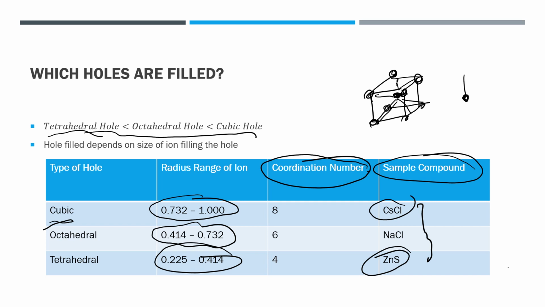Octahedral is the same as octahedral VSEPR geometry. You'll end up with an octahedral type shape like this. And this coordination number is going to be 6, because you have the center atom connected to 6 atoms. And tetrahedral is going to be 4, just like tetrahedral VSEPR geometry. You have one atom connected to 4 other atoms, so we have a coordination number of 4. All right.